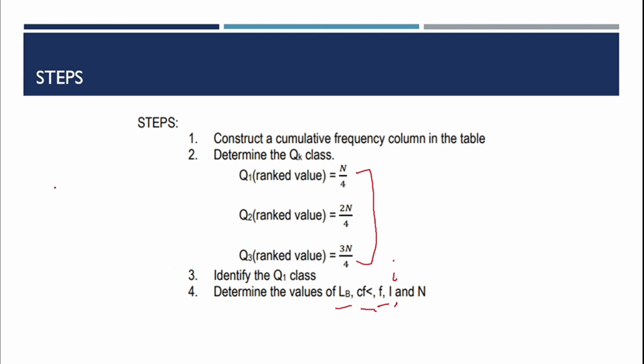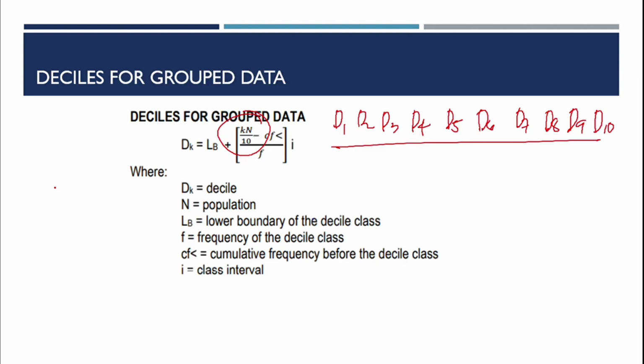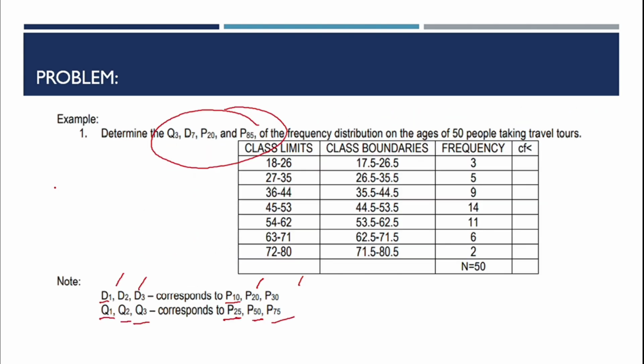First, construct a less than cumulative frequency column in the table. To find the cumulative frequency, we have 3, added by this one, 8. 8 plus 9, we have 17. 17 plus 14, we have 31. Next is 42, then 48 and 50. So these are now our less than cumulative frequency.